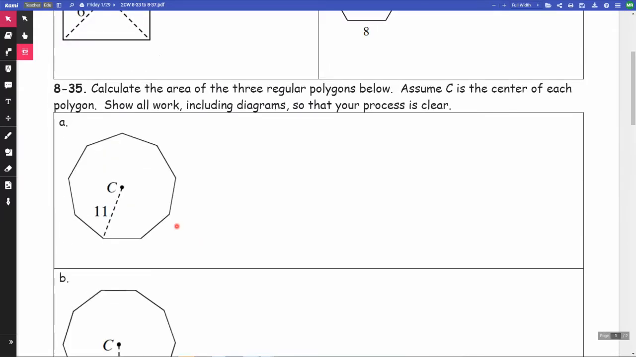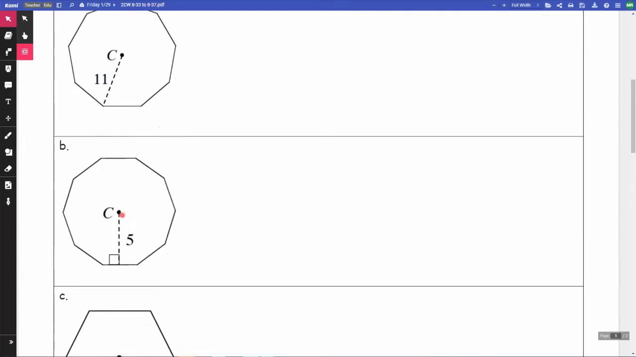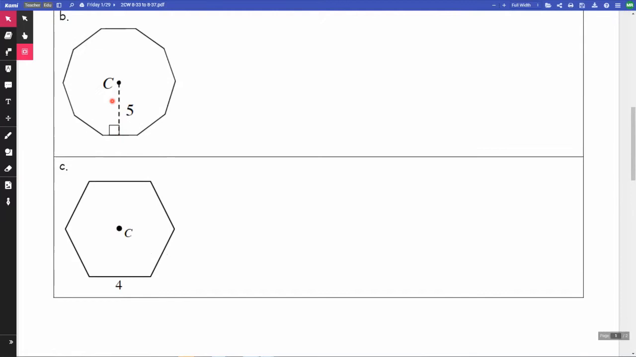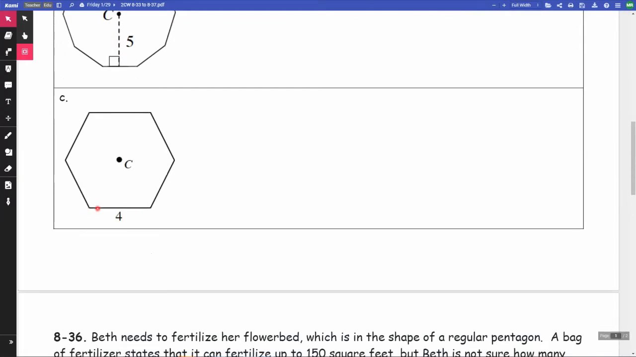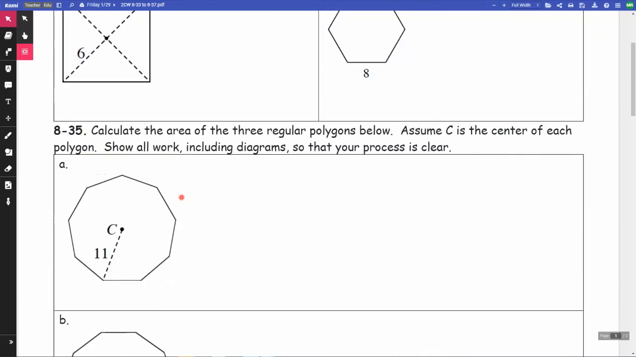Now, the difference between these, on question A, you are given the radius, where it's coming from the center of the polygon to a vertex. That is the radius. When you have it coming from the center to the midpoint of the side, this is the apothem. This is going to be when I draw my triangles, my height of my triangle, where this would be one of the sides of my isosceles triangles. And then this one you have the side, which would be like the base of my triangle when I split these into triangles. Okay, so that's what we're going to do.